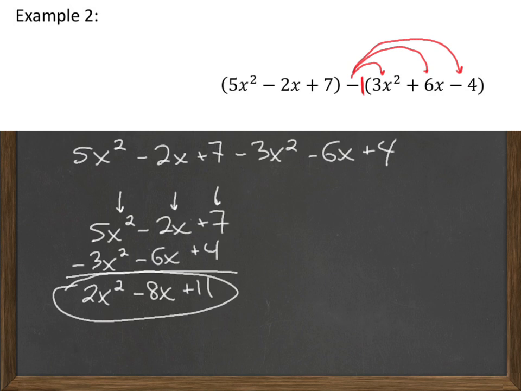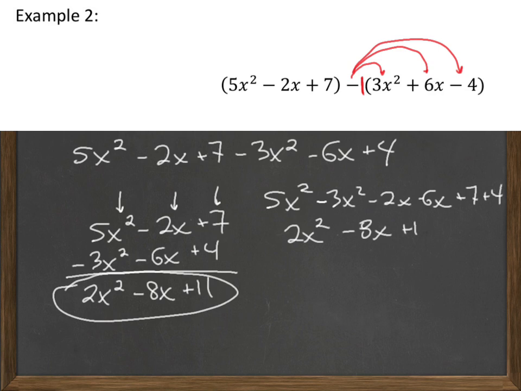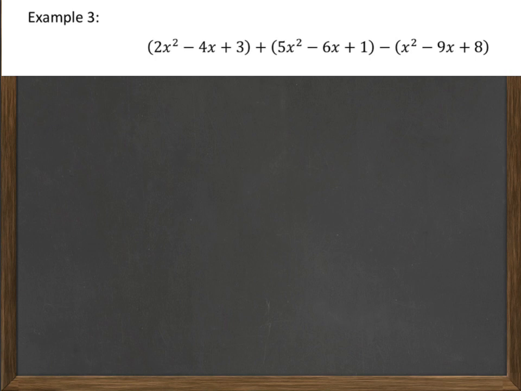where you have 5x squared minus 3x squared, right? That's 2x squared, and then you have minus 2x minus 6x, that's going to give you minus 8x, and then plus 7 plus 4 is plus 11. Okay? All right, let's look at the next example.